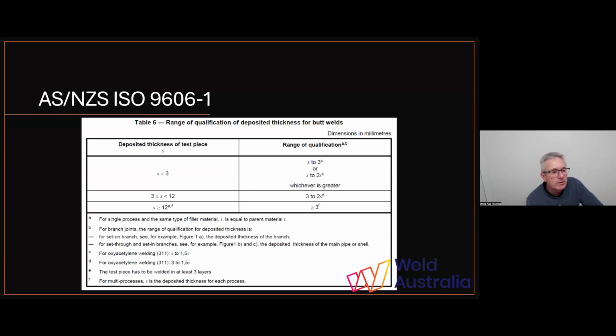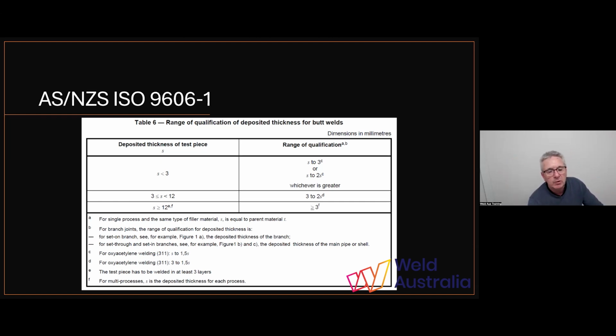So all it means there is if we've got it equal to or greater than 12 millimeters, the minimum he can start, or the lowest he can go, is 3 mil. But then it's infinite. It doesn't matter, his range is unlimited. That's what that means there. Because it's deposited thickness on a butt joint, if he's deposited more than 12 millimeters, they'll say, right, he's allowed to go down to 3, but he's unlimited from 3 and upwards.